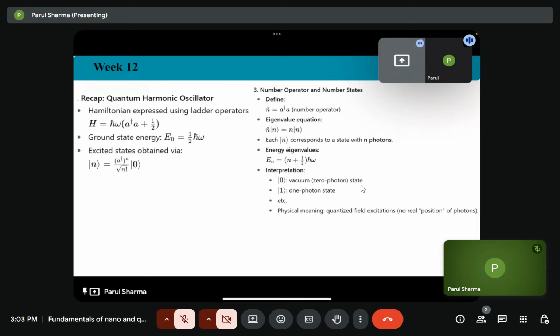So in the last week we derived the expression for the quantum harmonic oscillator, where we express the Hamiltonian using ladder operators. H equals ħω (a†a + 1/2), where we found out that the ground state energy is equal to half ħω.